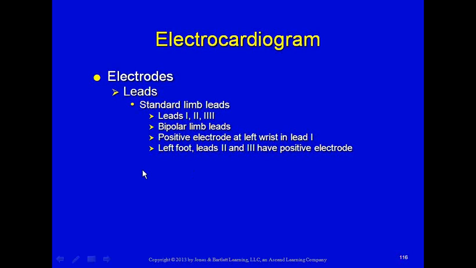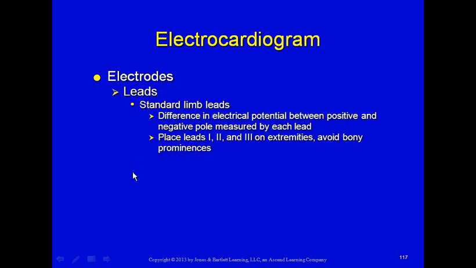The positive electrode is at the left wrist in lead 1. The left foot, leads 2 and 3 have positive electrodes, and so that's what that's referring to.